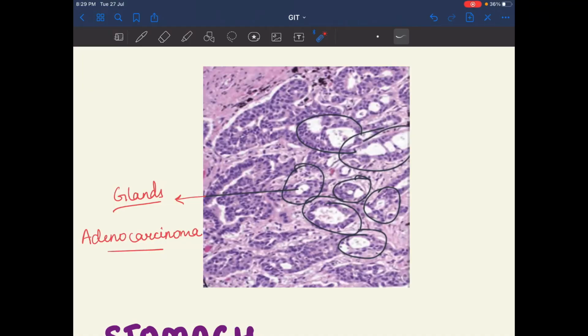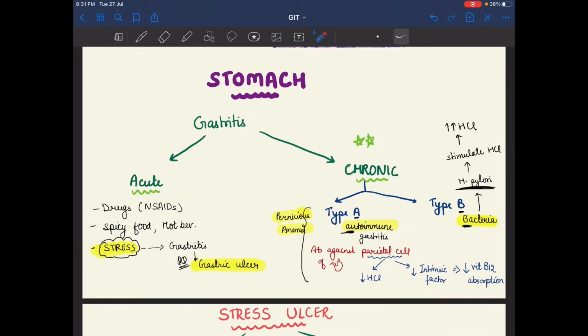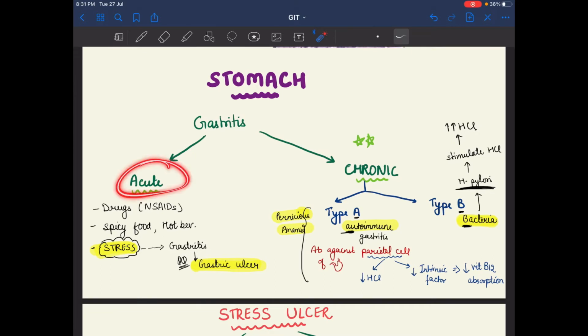Now next topic is the stomach. In gastritis, the suffix itis means that inflammation is going on. So gastritis means inflammation of the stomach, the gastric part. Gastritis is of two types, acute and chronic, and chronic is also of two types, type A and type B chronic gastritis. First, acute gastritis. Acute gastritis is due to drugs.